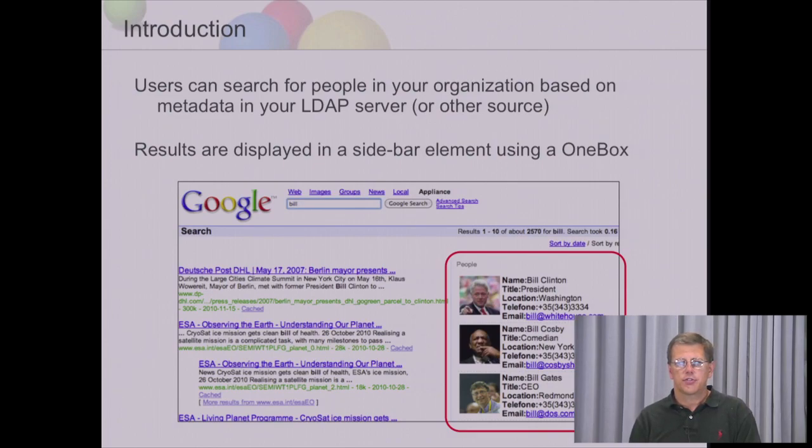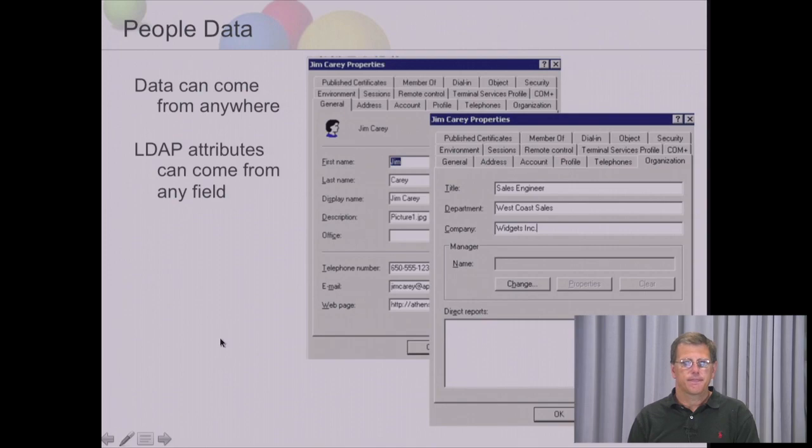The users can search for people in your organizations based on their metadata, and then the results will be displayed in what we call the sidebar element. If there are no organic search results, then this sidebar element will be displayed on the left-hand side.